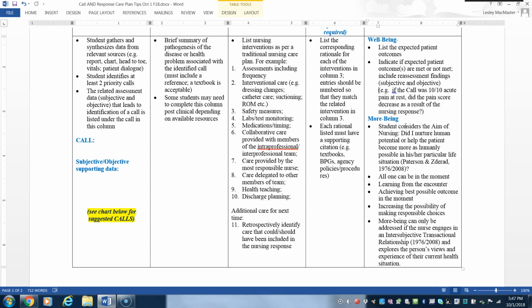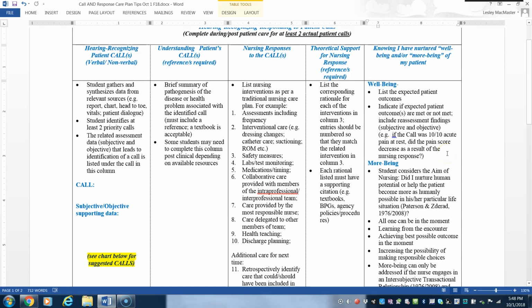And of course, sometimes there will be overlap between more-being and well-being. So if relieving acute severe pain enables a patient to move closer to being able to go home, where they're the primary caregiver for a spouse at home, that might be the connection between well-being and more-being. But sometimes nurturing more-being may be unrelated to the specific call that is being focused on, and that's okay too. So in a nutshell, we're hoping that students can get very comfortable with this care planning process.